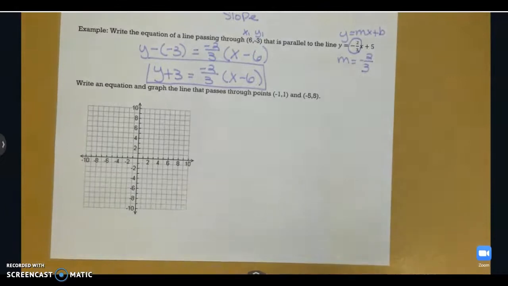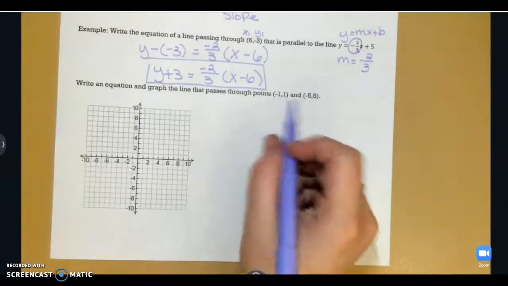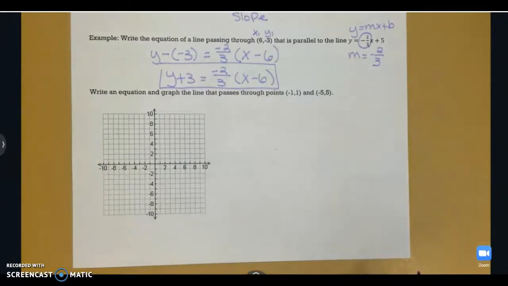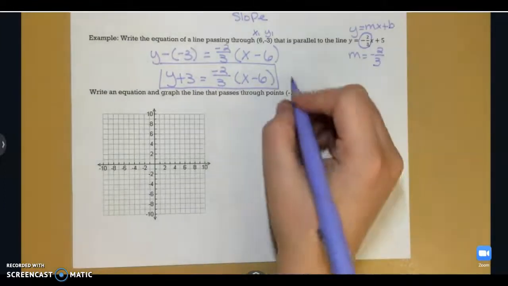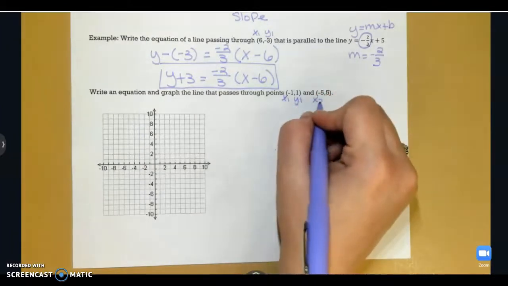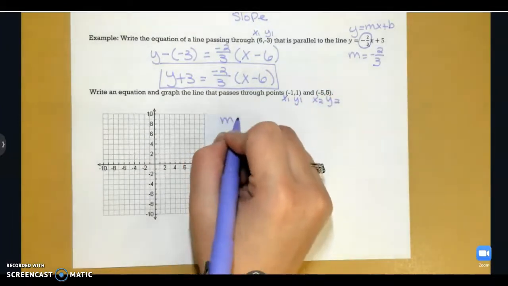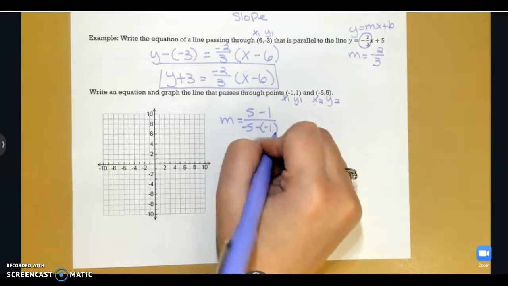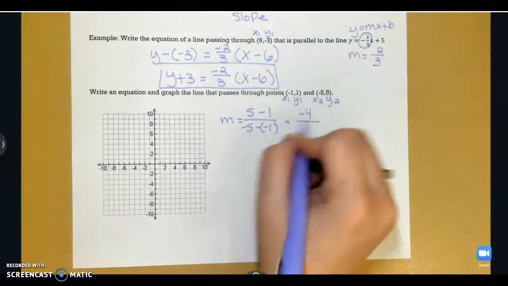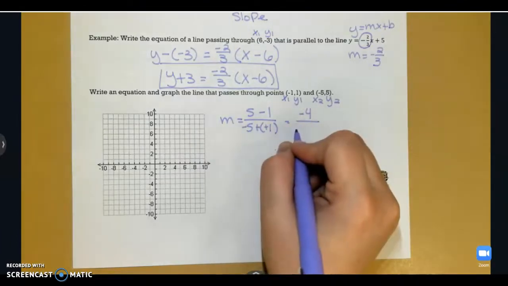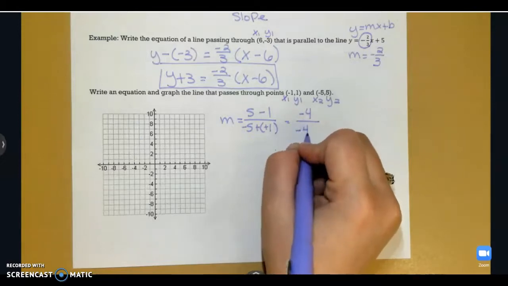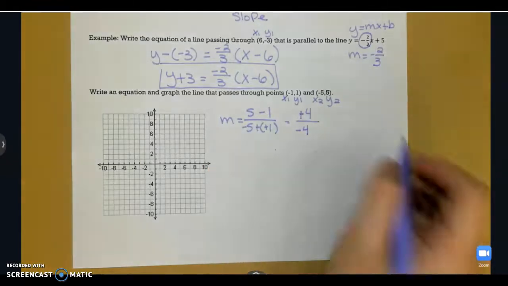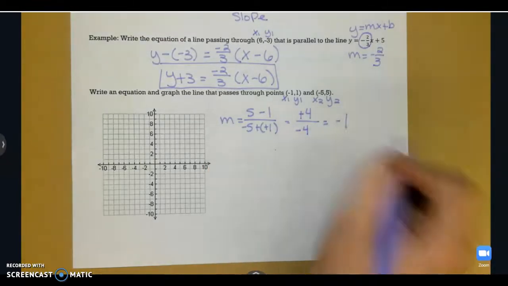Last part, we want to write an equation and graph a line that passes through these points. Now we can write this in point slope or slope intercept form, but either way we're going to need the slope of our line. So here's x1, y1 and x2, y2. So our slope is going to be 5 minus 1 over negative 5 minus negative 1. And that gives us negative 4 over negative 4. I apologize, that should be positive 4 on the top. 5 minus 1 is positive 4, negative 5 plus 1 is negative 4. So that is negative 1.